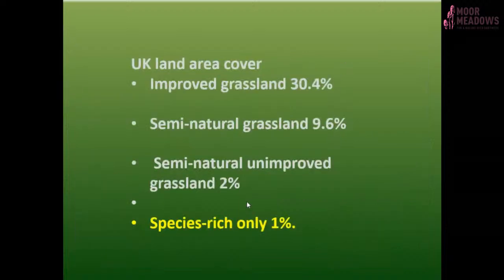Wonderful places. But just a few rather sobering figures here. UK land area cover. Improved grasslands cover just over 30% of our land area. Semi-natural grasslands, which I've just talked about, cover less than 10%. Semi-natural, unimproved grasslands, these are the jewels in our crown, cover just 2%. And the really flower-rich grasslands, just 1%. It's really an abysmally small amount.